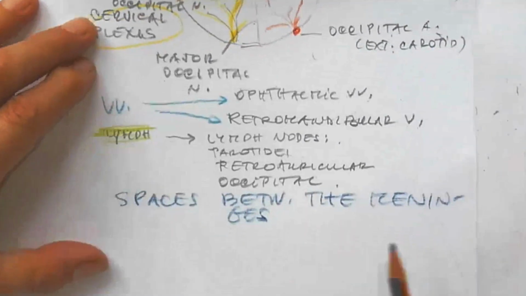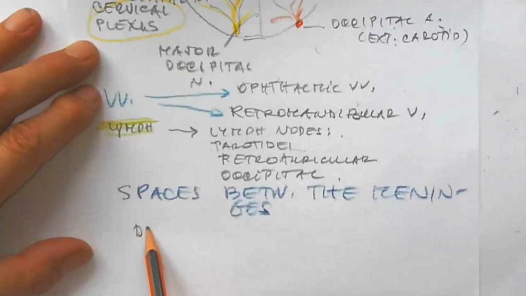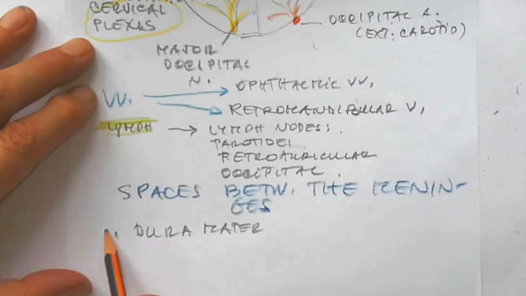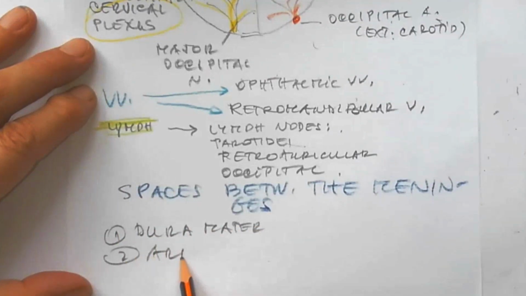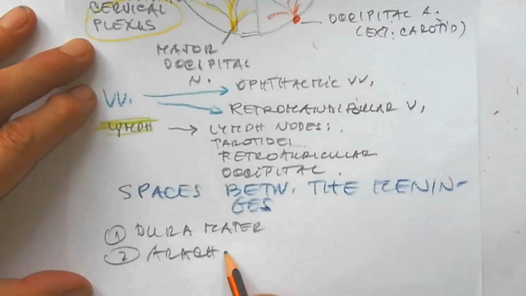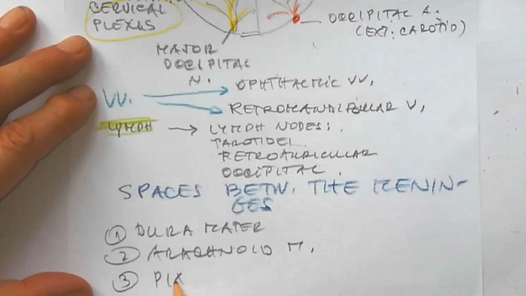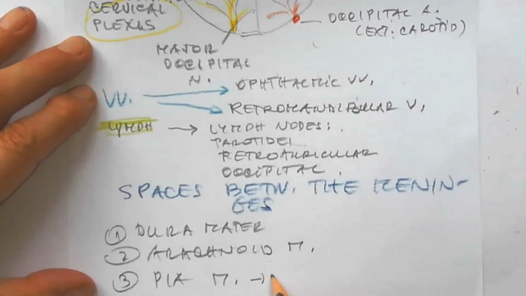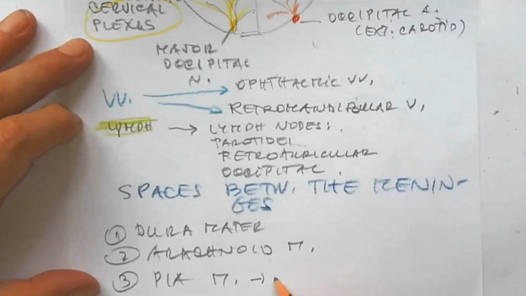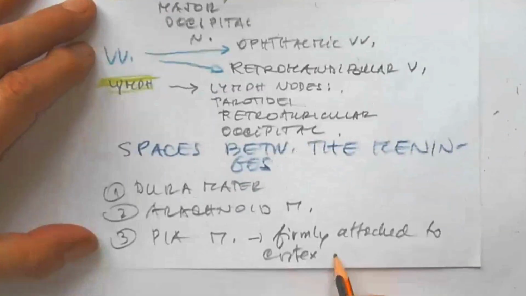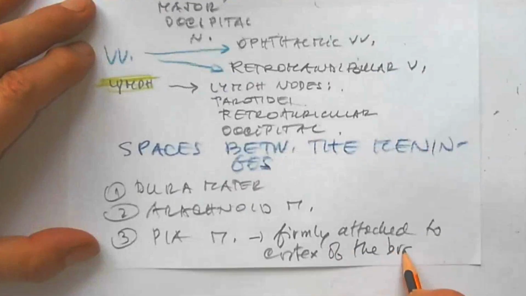We know that there are three meninges. Number one is the dura mater, the thick, external one. Number two is the arachnoid, from the Greek word for spider, arachnoid mater. And number three is the pia mater, which is firmly attached to the cortex of the brain.